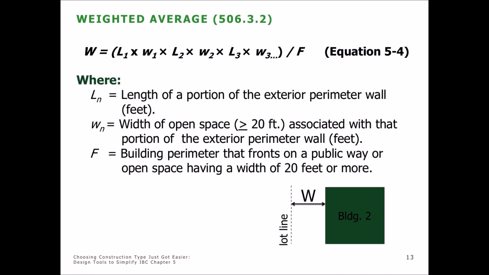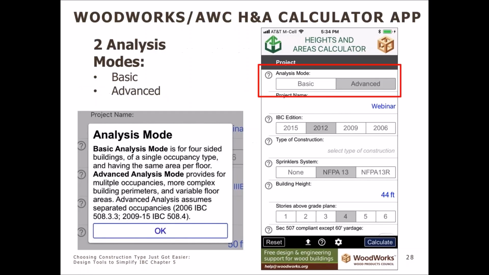Okay, thank you. And then some questions for Ricky. One has to do with the actual calculator and the occupancy per floor. How many different occupancies are you allowed per floor in the calculator? This obviously would apply to the advanced analysis mode, as the basic analysis mode is assuming single occupancy throughout.